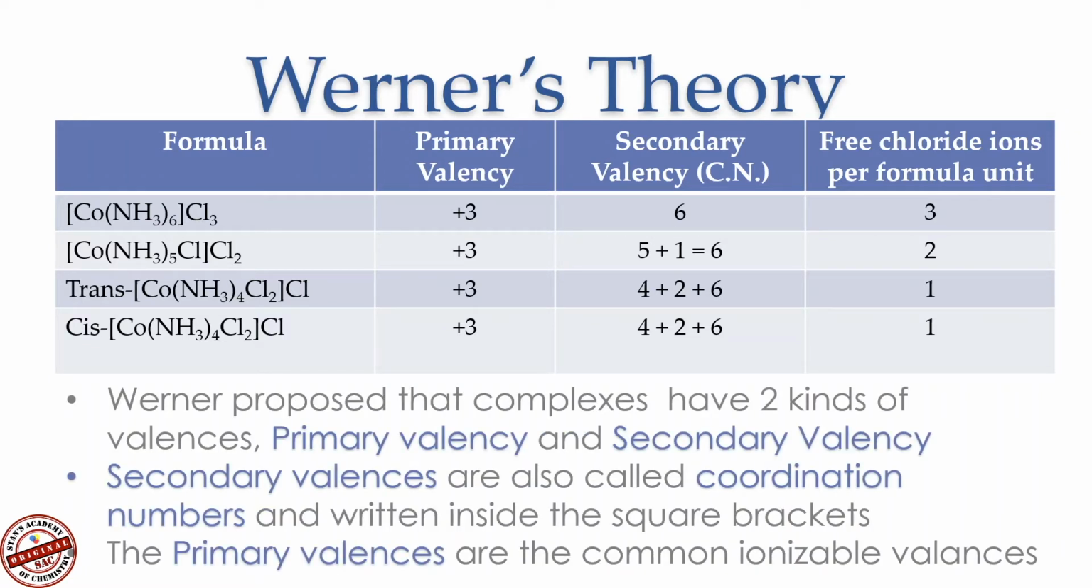Werner proposed that the complexes have 2 kinds of valencies, primary valency and secondary valency. The secondary valencies are also called coordination numbers, and they are written within square brackets, which we call the coordination sphere. The primary valencies are the common ionizable valencies of the central metal ion. So that's the fundamental difference between the 2 types of bonds that are formed. The primary valency is mostly ionic, and the secondary valency is formed by coordinate covalent bonds.